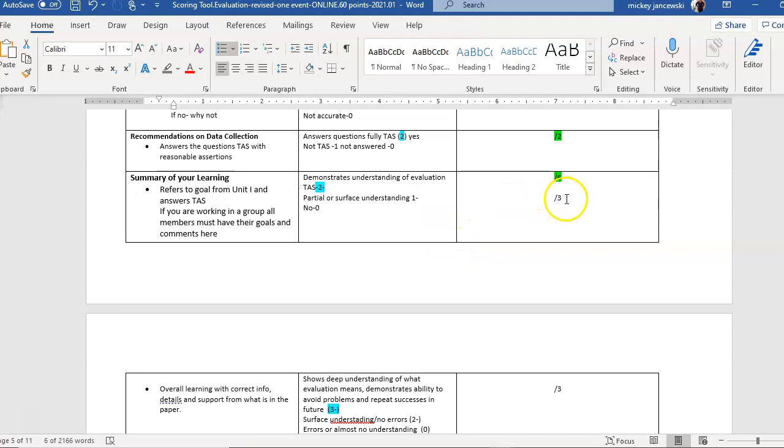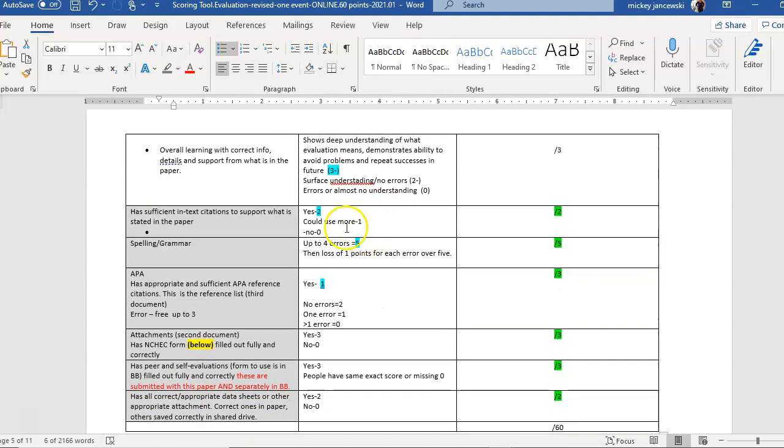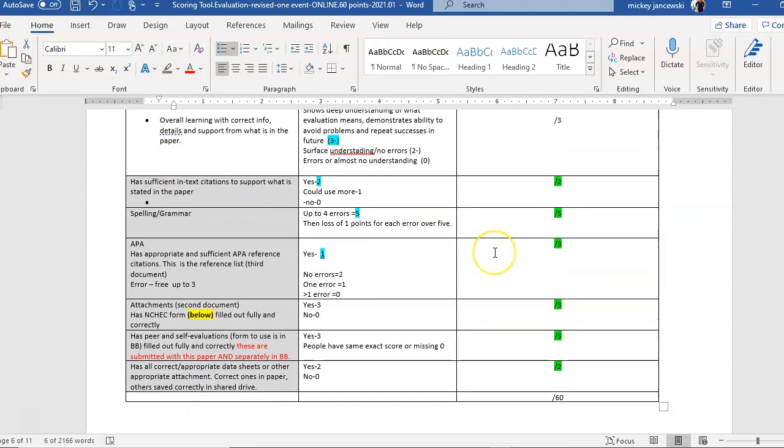So this goes up to 3, and this goes to 3, and I will fix this to make it more clear. And then these things, in my opinion, are gifts to you. Do you have the in-text citations that you need? Do you have no more than 4 errors in this paper? Do you have sufficient APA references, and are they cited correctly?